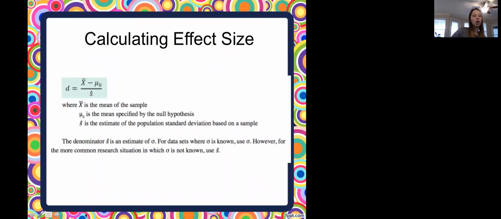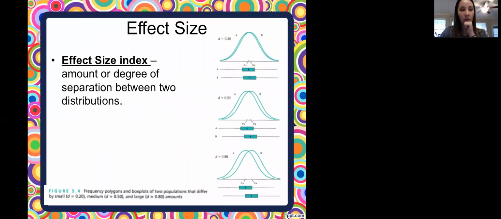So here is our Cohen's d formula. So here are the different pieces. We have our sample mean, which we've already found by this point. We have our population mean, which is given to you. And you have your S hat, which is your sample standard deviation. So at this point, you have all of these figures. You just need to put them in the formula to find your Cohen's d. So pretty simple formula there.